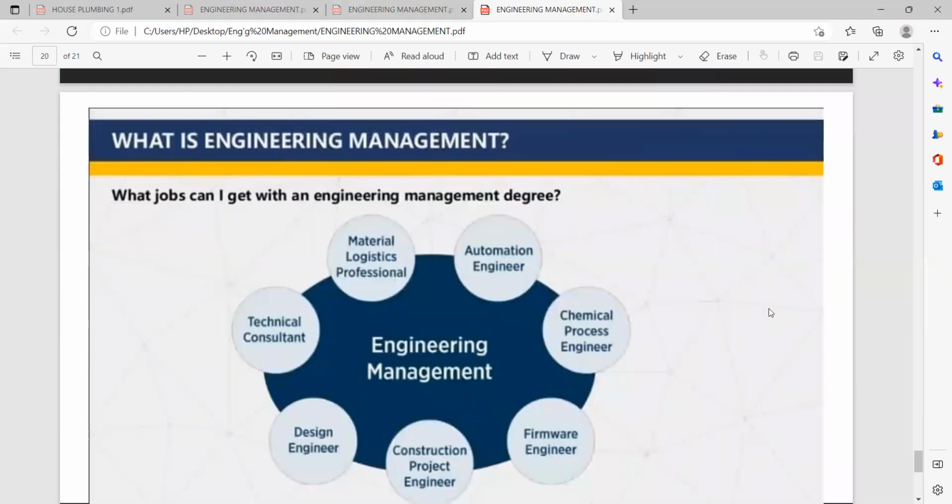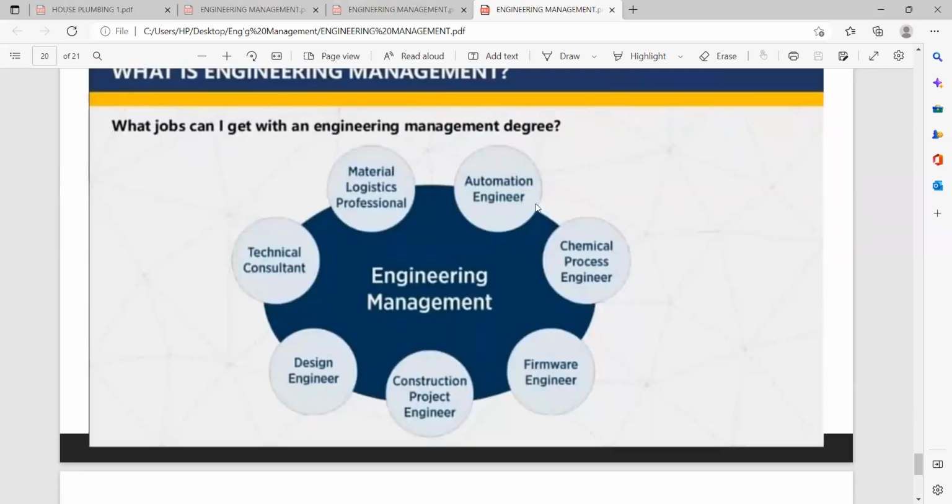So here, yung ating kumbaga engineering management with different professions or fields. So what jobs can I get with engineering management? Here we have automation engineer manager, chemical process engineer manager, firmware, construction project, design, technical consultant, and material logistics professionals. Okay.